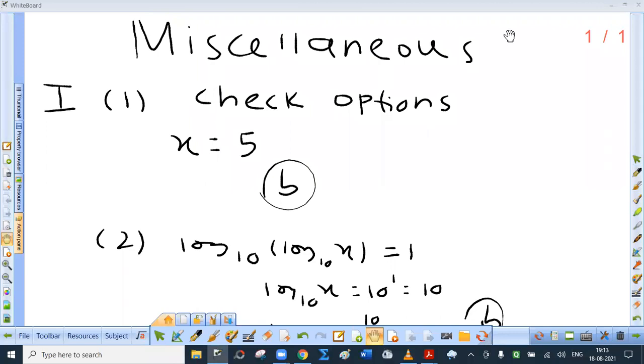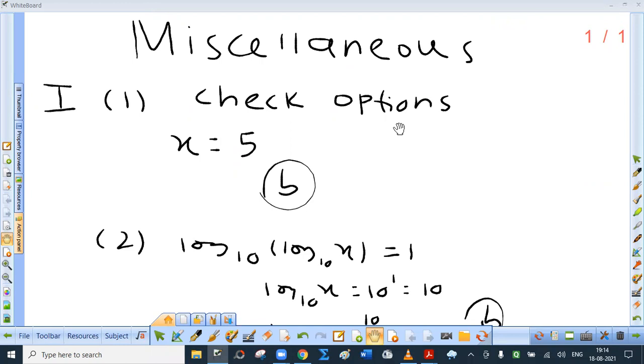Miscellaneous exercise 6. First question, select the correct answer from the given alternatives. First one, log of 5x minus 9 minus log of x plus 3 is log 2. Then x equal to. See, while solving MCQs, we have to use, or rather we can use shortcut method.